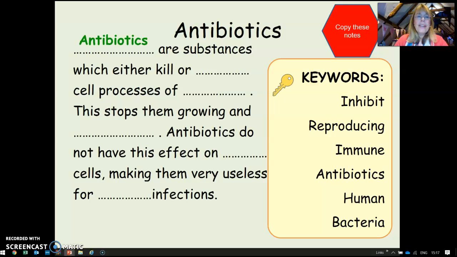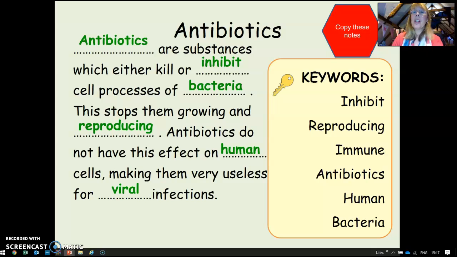Okay, so here we go. Here are the answers. Antibiotics are substances which either kill or inhibit cell processes of the bacteria. This stops them growing and reproducing. Antibiotics do not have this effect on human cells, making them very useless for viral infections.